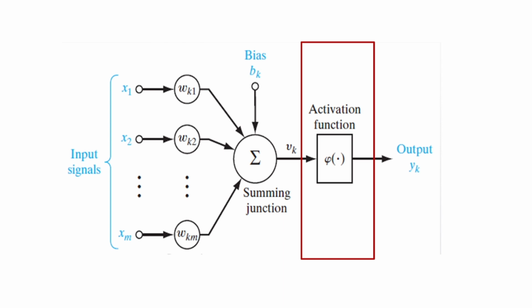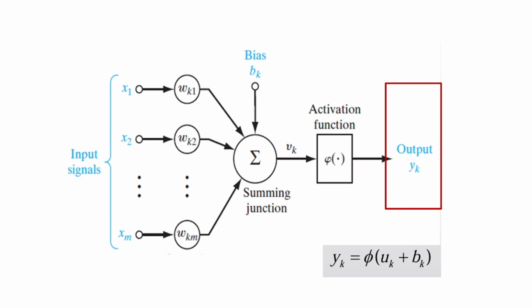Next, the combined signal, uk plus bk, passes through something called an activation function, labeled here as phi. The activation function acts like a gatekeeper. It decides whether the signal is strong enough to produce an output. For instance, it might turn small signals into zero or keep large signals as they are. This step is what makes the neuron behave in a way that mimics decision-making.